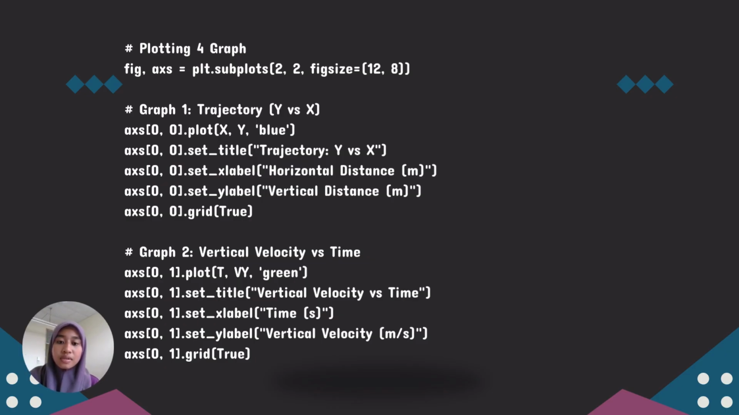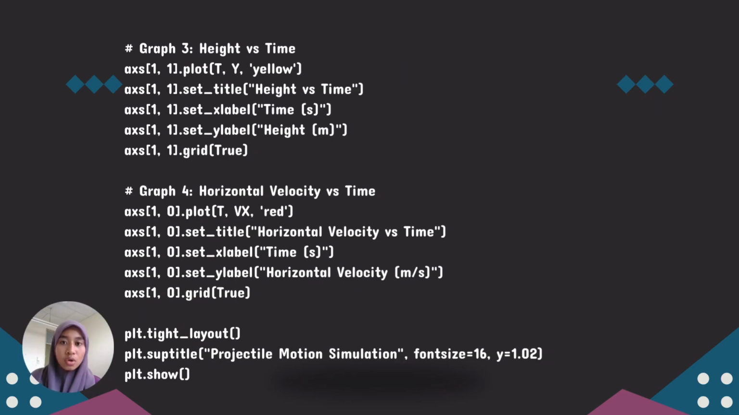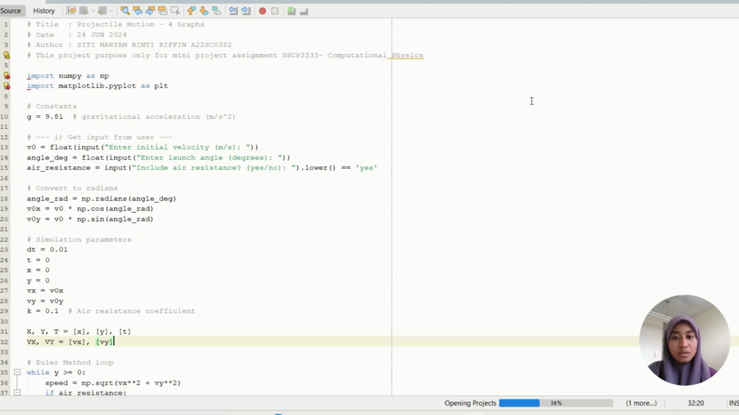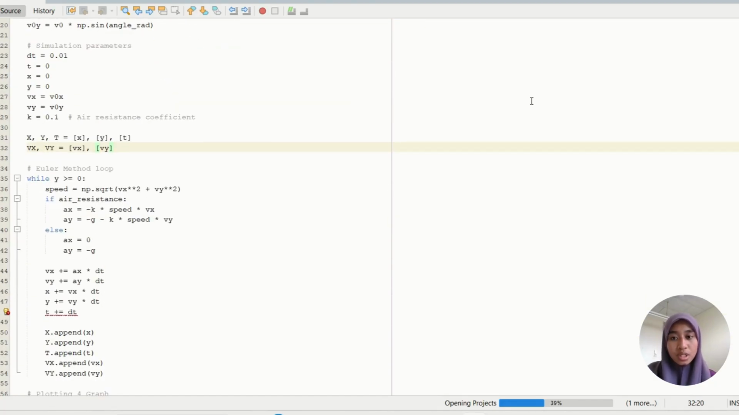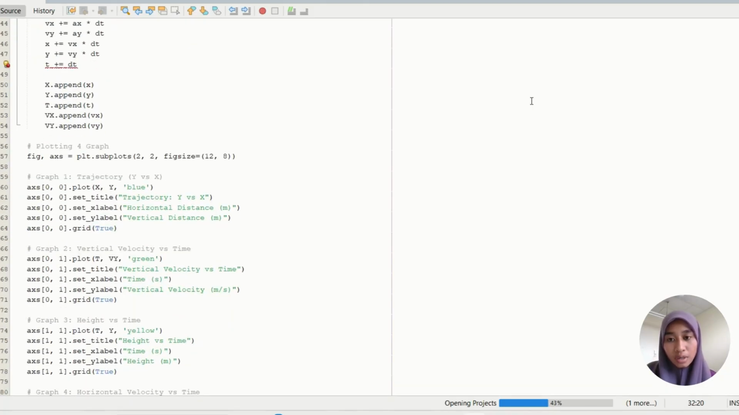So for the last part, graph 3 and graph 4. For graph 3, I will plot height versus time, where the x label is time and the y label is height. The last one is horizontal velocity versus time, where the x label is time and the y label is horizontal velocity. So this is my full coding about projectile motion that plots 4 graphs.